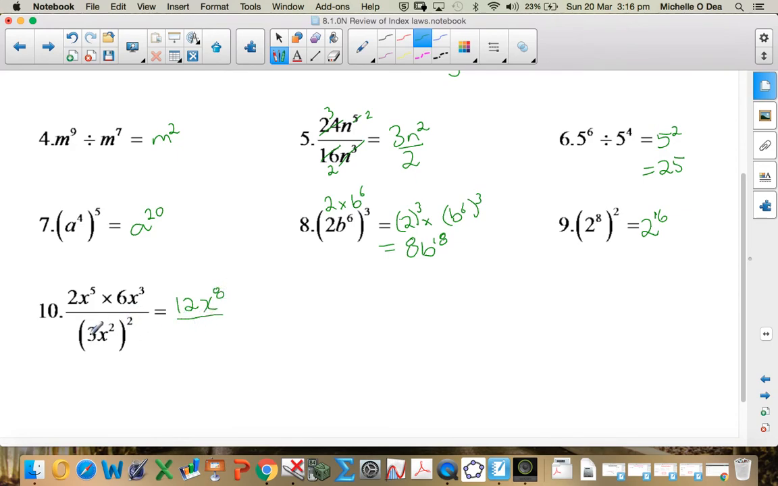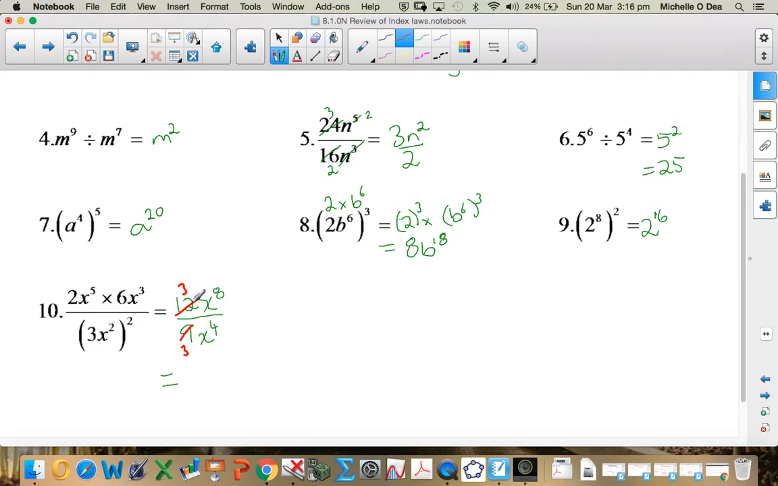Now don't forget here, you've got to square everything. So you have to square the 3, which is 9. And then you have x squared to the power of 2. Power inside, power outside, so we multiply them. Here we need another line of working because we need to do some cancelling here. Find the biggest number that goes into 12 and 9. I think 3 will do it.